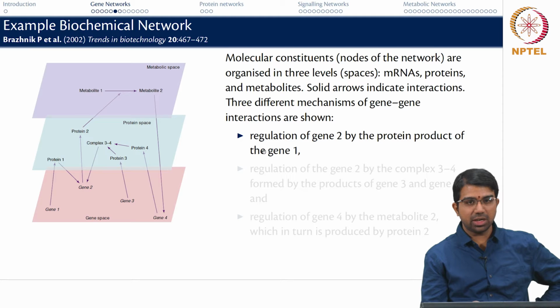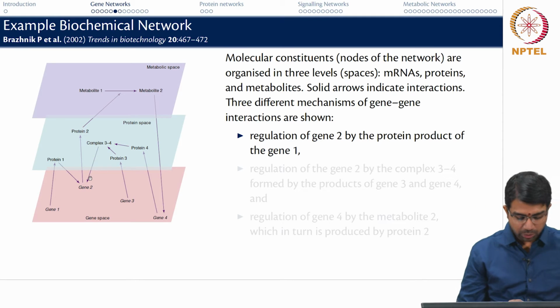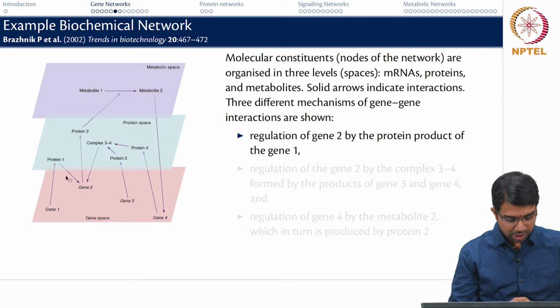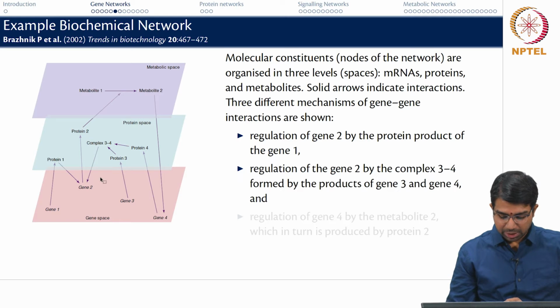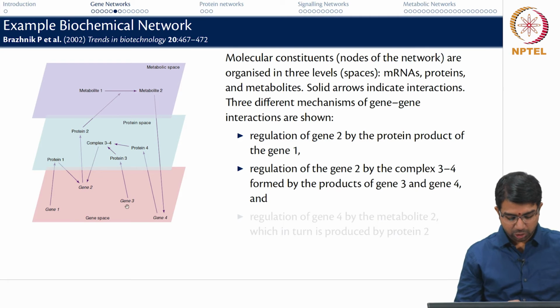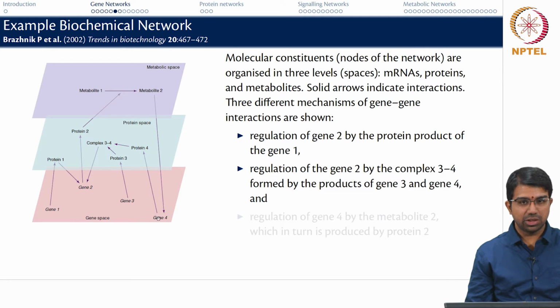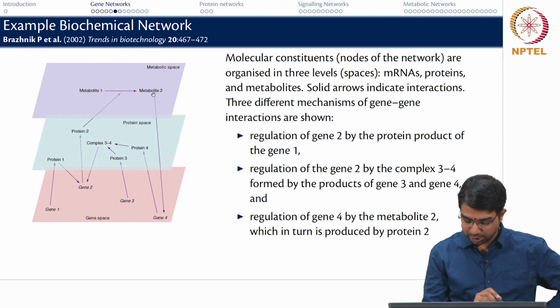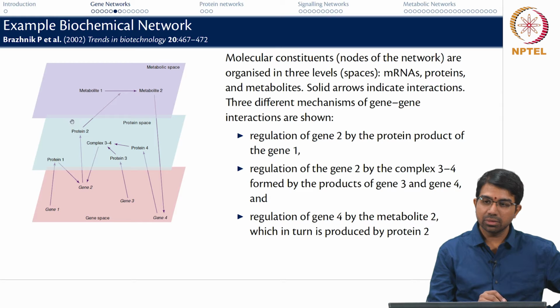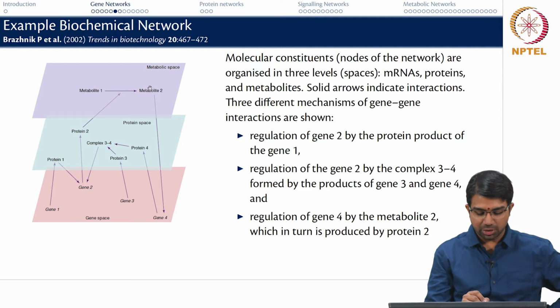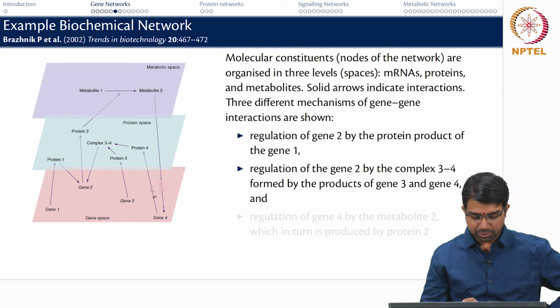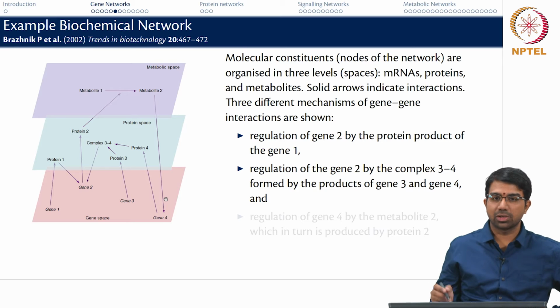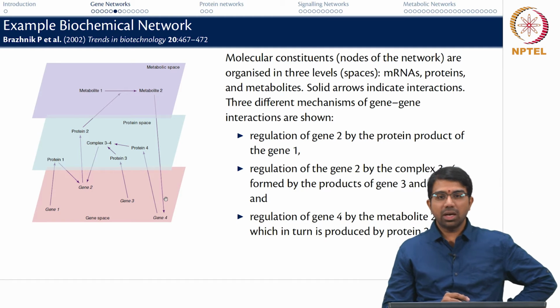So, what are the different interactions shown? The regulation of gene 2 by the protein product of gene 1, the regulation of gene 2 by the complex 3,4, which is in turn formed by protein 3 and protein 4, which in turn come from gene 3 and gene 4, and then the regulation of gene 4 by metabolite 2, which is in turn produced by protein 2. Protein 2 is the enzyme that is involved in the production of metabolite 2, which has some sort of an effect on gene 4. It could be an allosteric inhibitor or whatever, and so on, right.